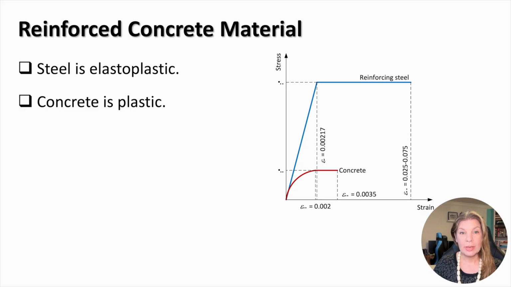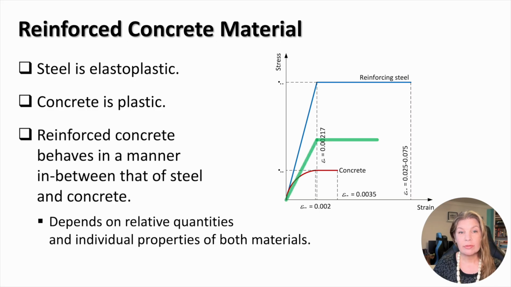Steel is an elastoplastic material, while concrete is a plastic material. Therefore, reinforced concrete behaves in a manner in between that of steel and concrete. The resulting behaviour of reinforced concrete depends on relative quantities and individual properties of both materials.